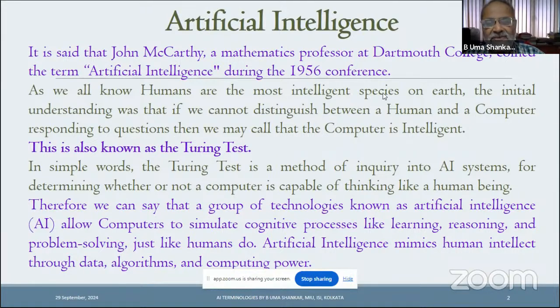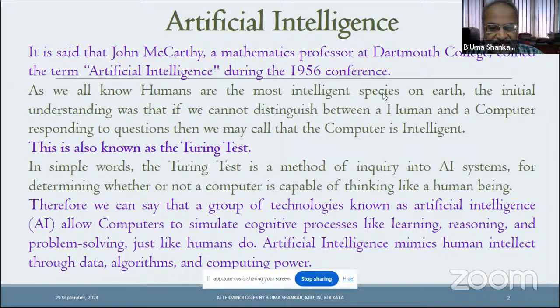As we all know, humans are the most intelligent species on Earth. The initial understanding was that if we cannot distinguish between a human and a computer responding to questions, then we may call that computer intelligent. This is also known as the Turing test. In simple words, the Turing test is a method of inquiring into AI systems for determining whether or not a computer is capable of thinking like a human being.